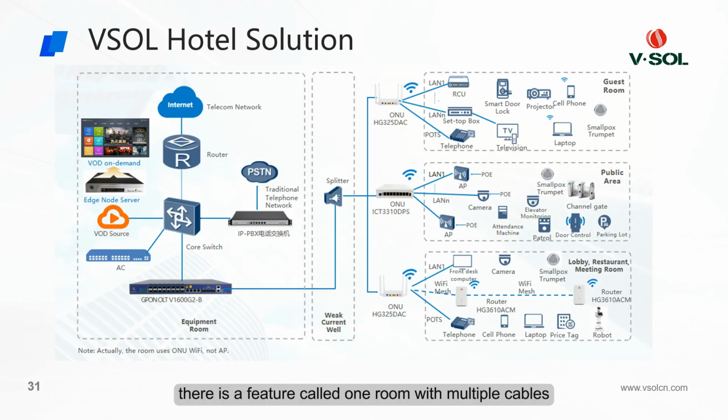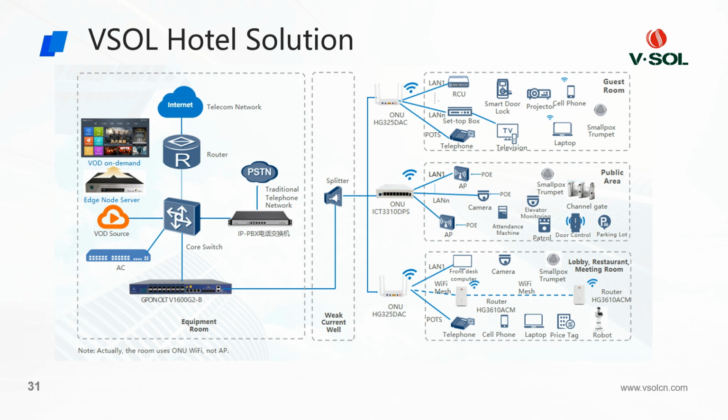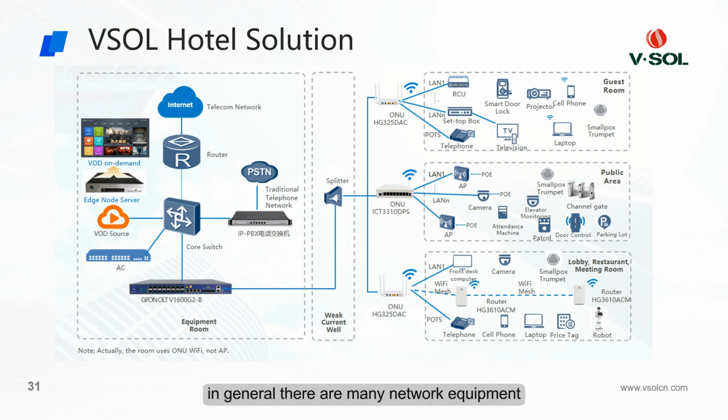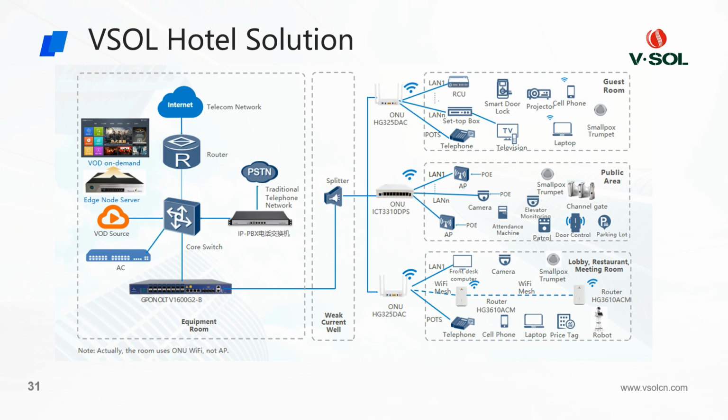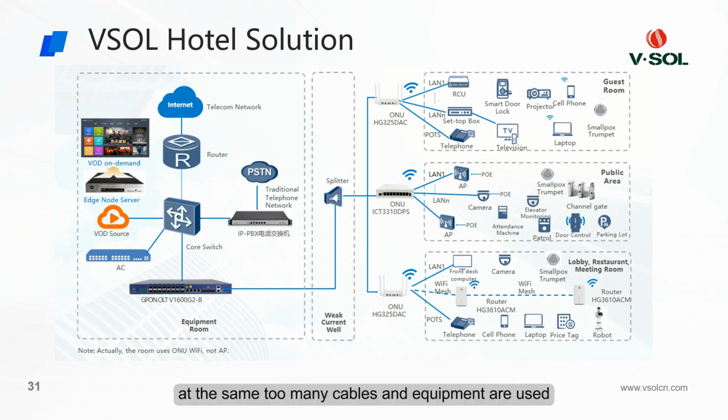There is a feature called one room with multiple cables in traditional hotels, which refers to many copper cables in a room. In general, there are many network equipment systems in hotel rooms with complicated deployment, bringing so much burden to weak current engineers. And this problem has not been well solved. At the same time, too many cables and equipment are used, and it turns to be more complicated.